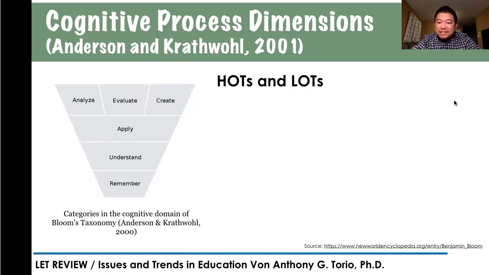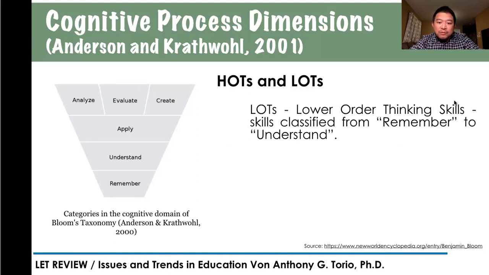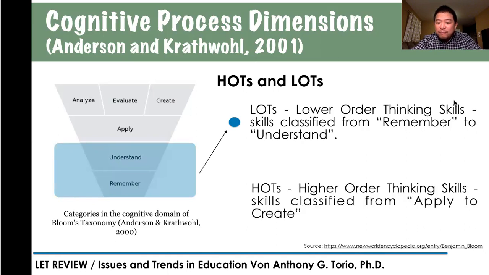And in classifying the set of objectives, we can actually consider dividing the levels of the cognitive domain into two for us to be able to simplify our table of specifications. We can cluster the levels into HOTS and LOTS. So basically, LOTS, or lower order thinking skills, are skills classified from remember to understand. So basically, the two lowest levels in the cognitive process dimension. And the remaining four are classified as higher order thinking skills.